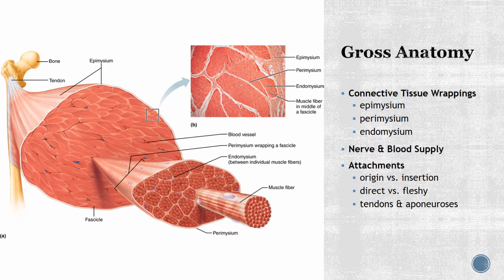There are multiple different types of attachment. You have origin versus insertion. The origin is the place that does not move when the muscle contracts, and insertion is where the muscle moves when it contracts. You have direct or fleshy, when the muscle attaches to the bone. And then tendons and aponeurosis. Tendons are rope-like structures, and aponeurosis is a flat sheet of connective tissue.